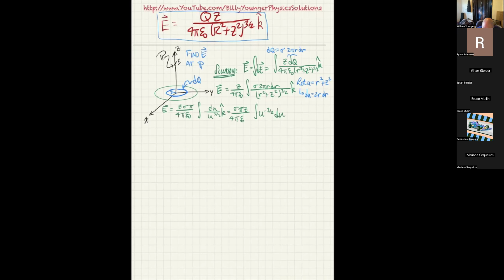Now, I didn't change the limits of integration, but I'm going to integrate from r equals 0 to big R. But I haven't put in the R yet, so I can just do that after I resubstitute everything back in.